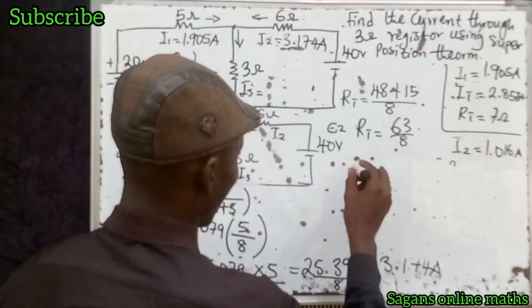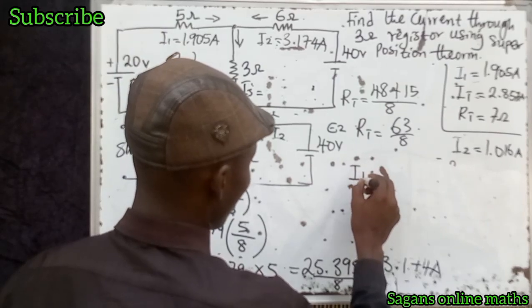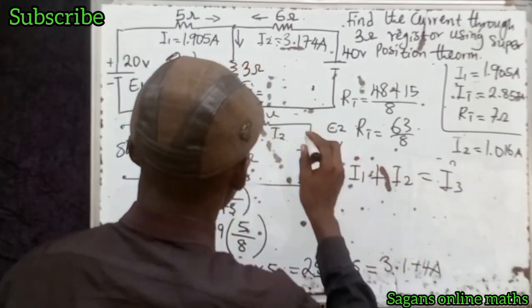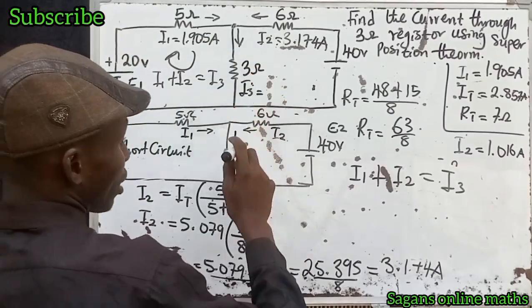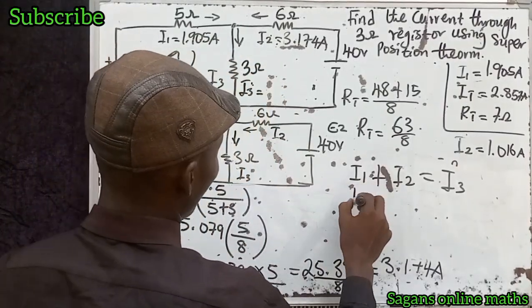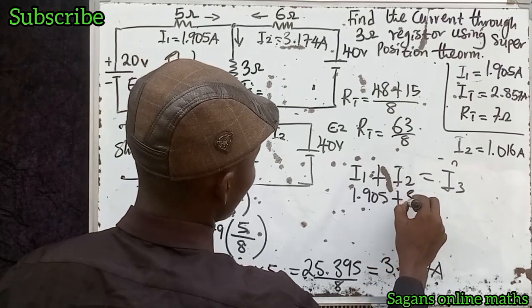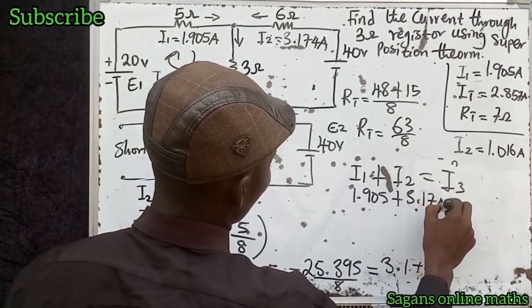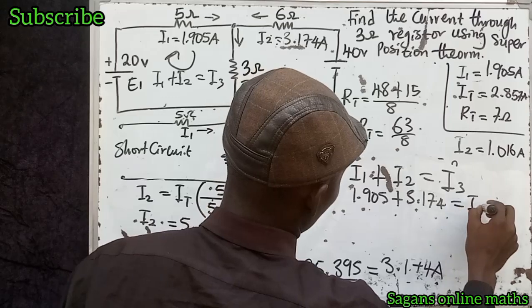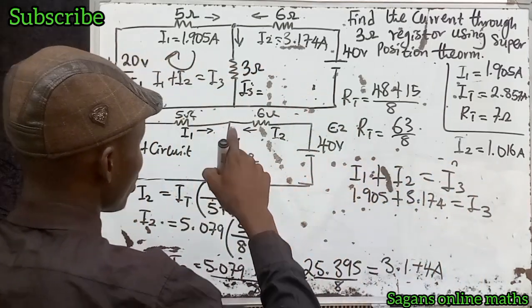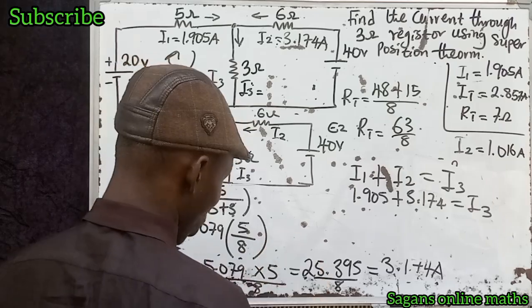Now we can find the current. That means I1 plus I2 is equal to I3. Now this plus this will give us the current that is going here. So I1 is 1.905 plus our I2, which is 3.174, equals our total current in resistor 3, which is I3. So let's sum it together.